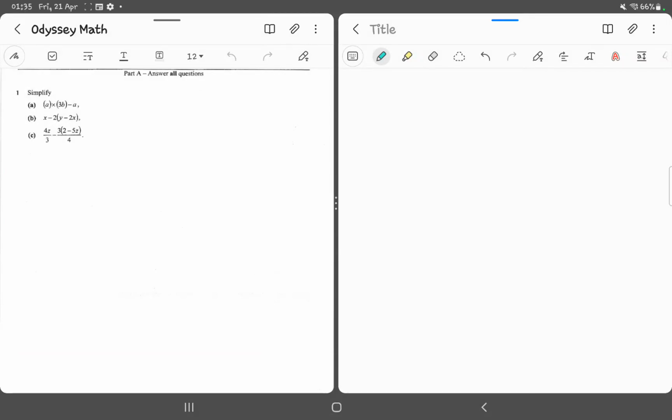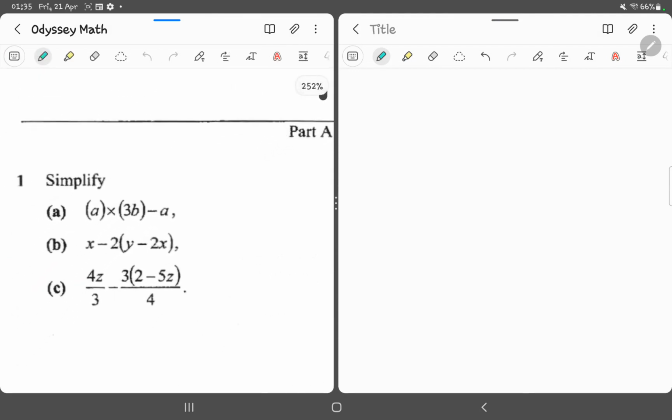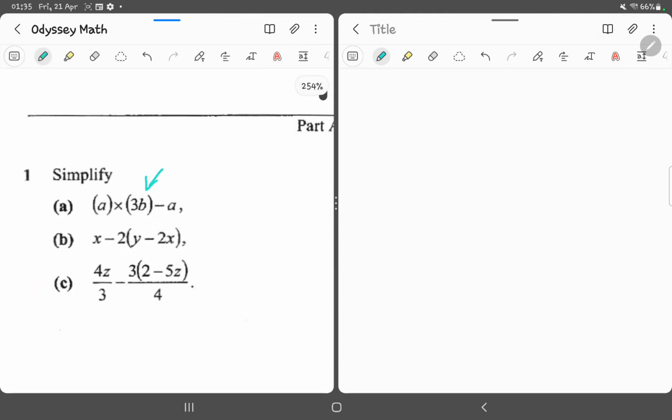So this is a Sec 1 paper at the end of year examination 2017 for Bukit Merah Secondary School. So we'll start off with question 1, which is on simplification of algebra. So question 1a is a times 3b, minus a. So let's do part a. I'm going to write it down.